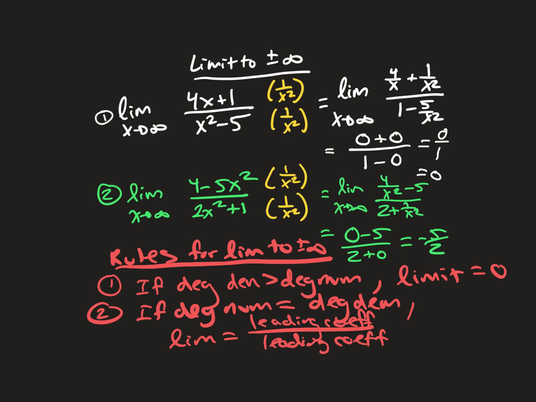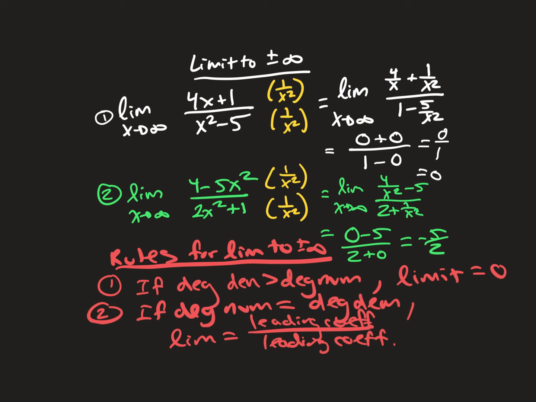And one thing to kind of tie back to what you did last year in pre-calc is when we're talking about limits to plus or minus infinity, we're talking about the end behavior of a graph. So we're talking about as x gets huge positively or negatively, are the y values approaching, in this case, a particular number? And if they are, that particular number corresponds to the horizontal asymptote.